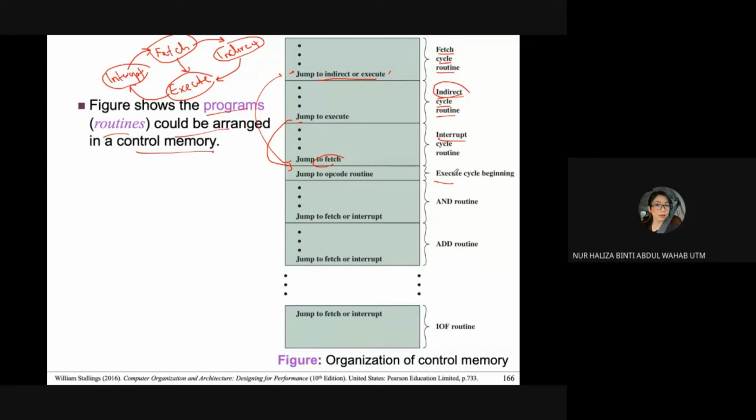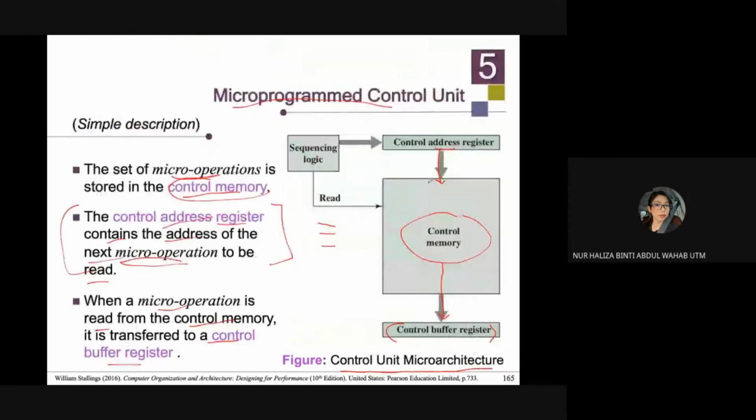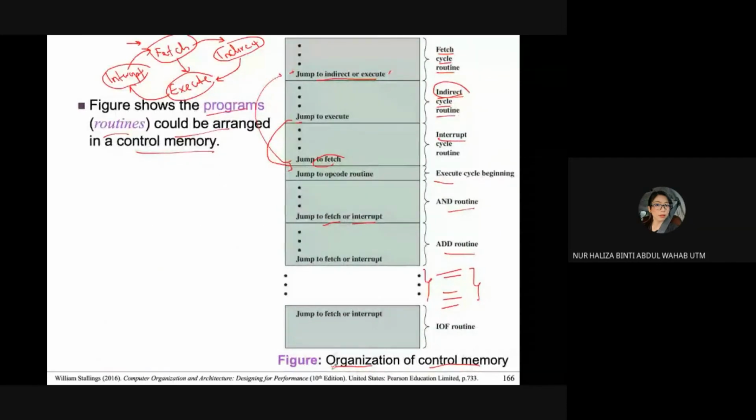And then for your execute cycle beginning, jump to opcode routine. Maybe you can also jump directly to your fetch to begin. And end routine, fetch or interrupt, add routine, what is this? Maybe there are also several other operations that might be involved, until you finish. So this is the organization of your control memory. In your control memory, this is what the organization looks like.